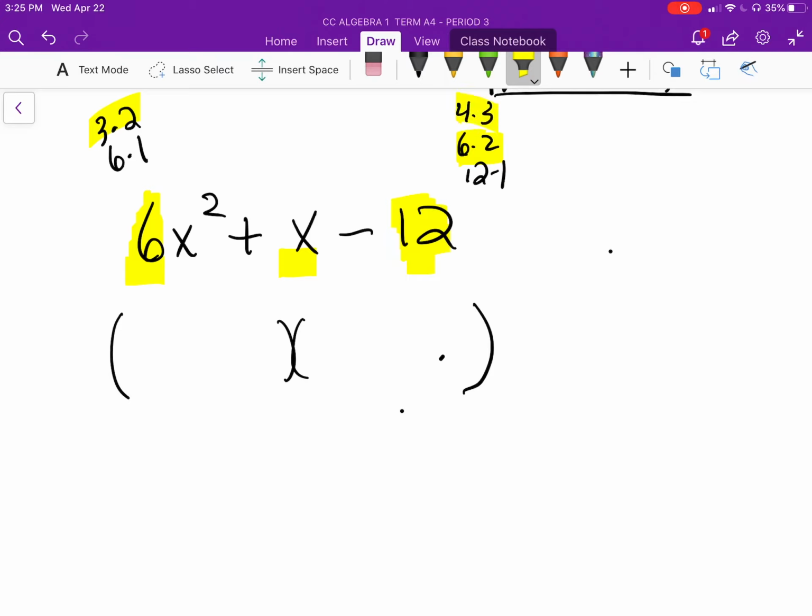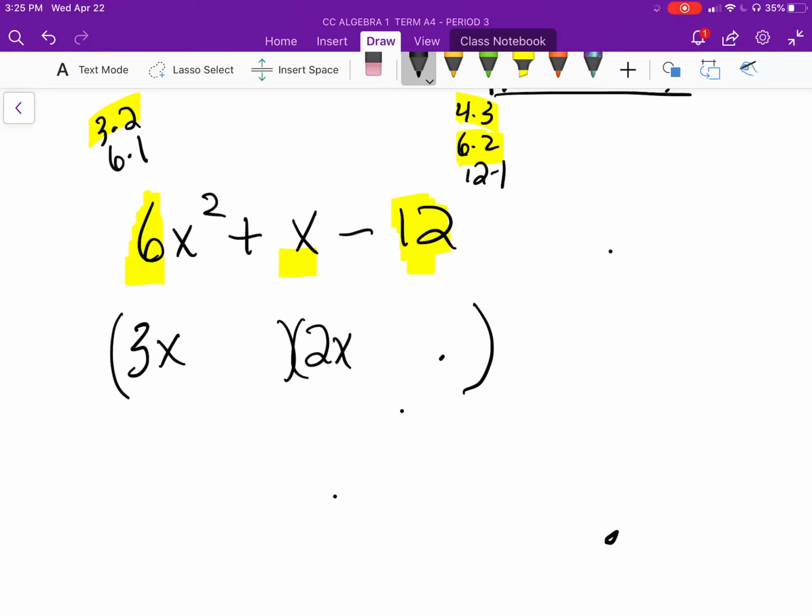So I'm going to start with the 3 and the 2, and I'm going to try the 4 and the 3. And if that doesn't work, I'll try the 3 and the 2 and the 12, 1. And if that doesn't work, I'll move on to the 6 and the 1. But let's see if we're going to get lucky. We will. So I'm going to try 3x and 2x. And then I'm going to try the 12. So I'm going to try the 4 and the 3.